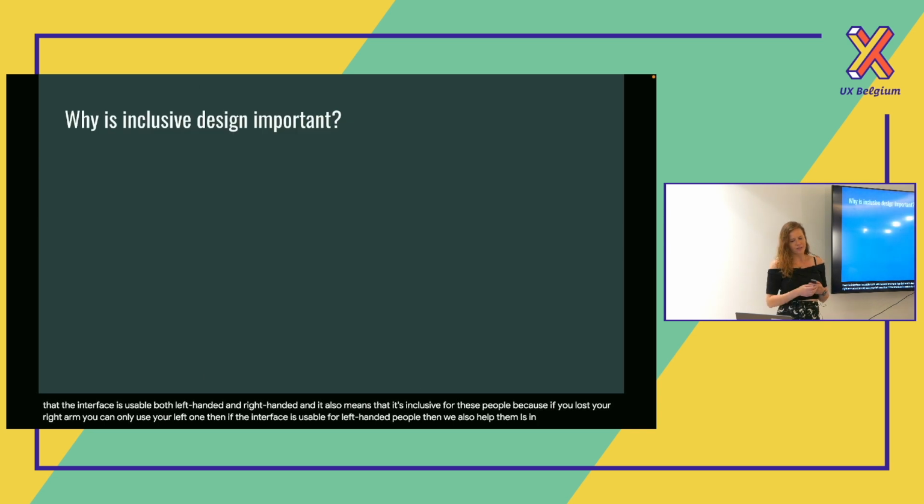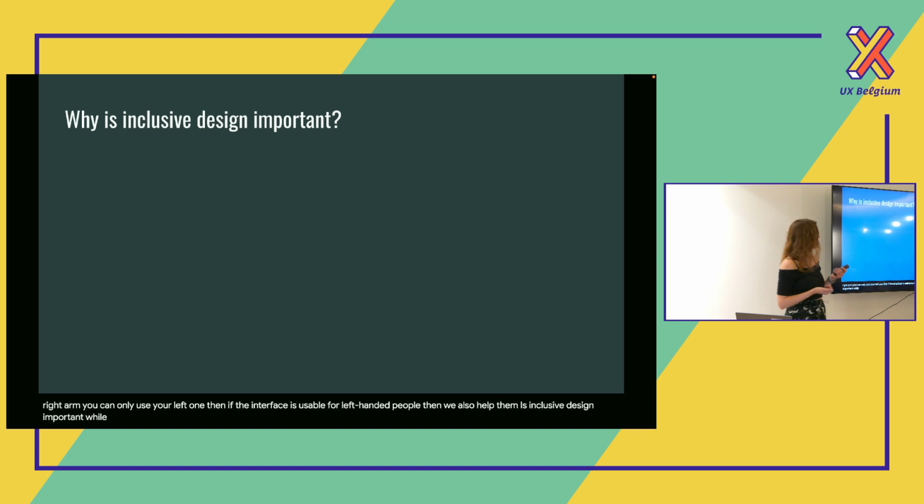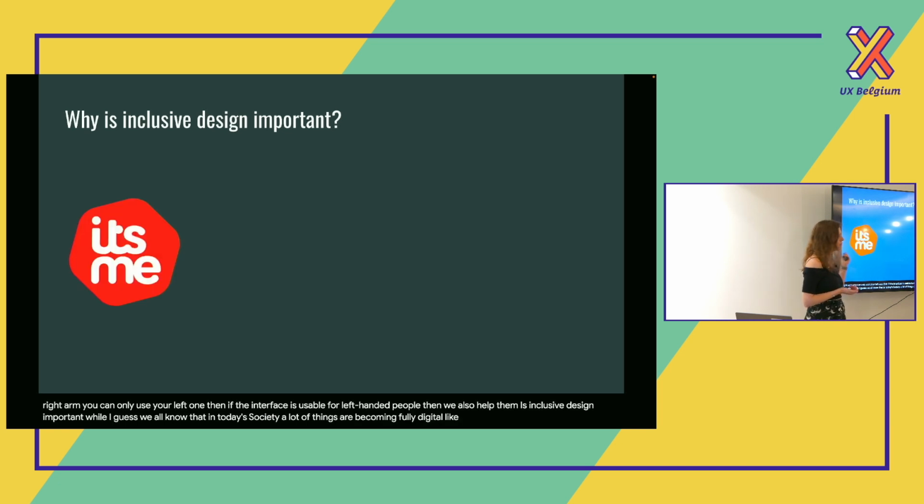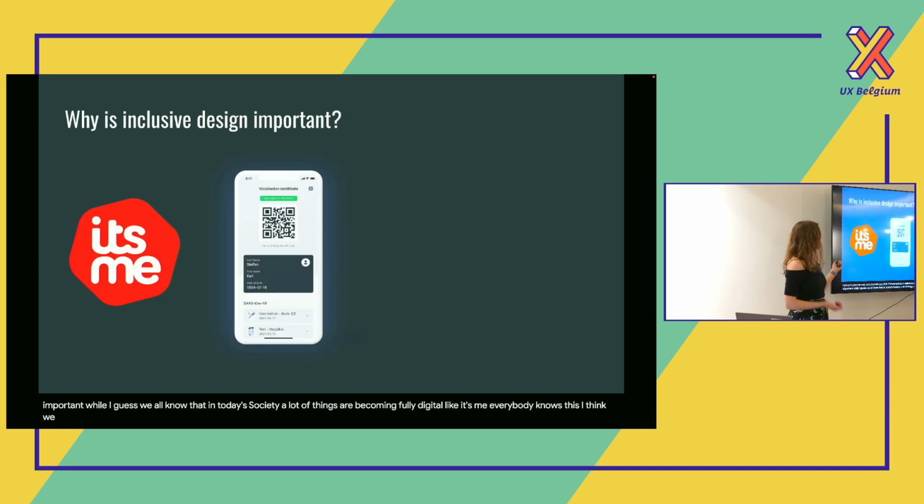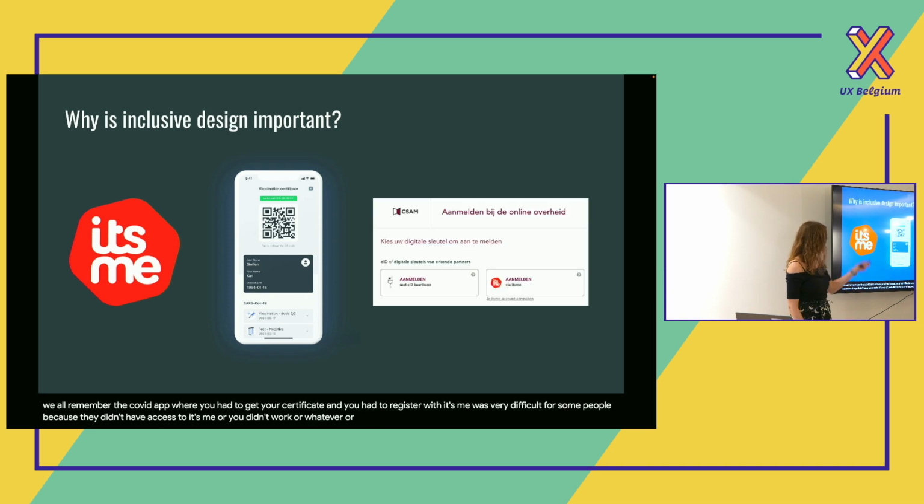Why is inclusive design important? Well, I guess we all know that in today's society, a lot of things are becoming fully digital. Like itsme, everybody knows this, I think. We all remember the COVID app, where you had to get your certificate and you had to register with itsme. It was very difficult for some people because they didn't have access to itsme, or it didn't work or whatever. Or you can fill out your taxes online. You can also do it on paper, but if you do it online, it's already pre-filled, so it's a lot easier than filling out those papers.